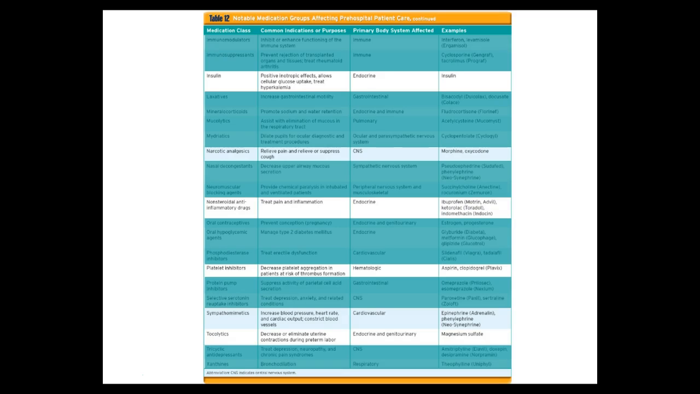Narcotic analgesics include morphine and hydrocodone. Obviously, morphine is one that we give. Fentanyl is also a narcotic analgesic that's making something of inroads around here. Non-steroidal anti-inflammatory drugs include Toradol.